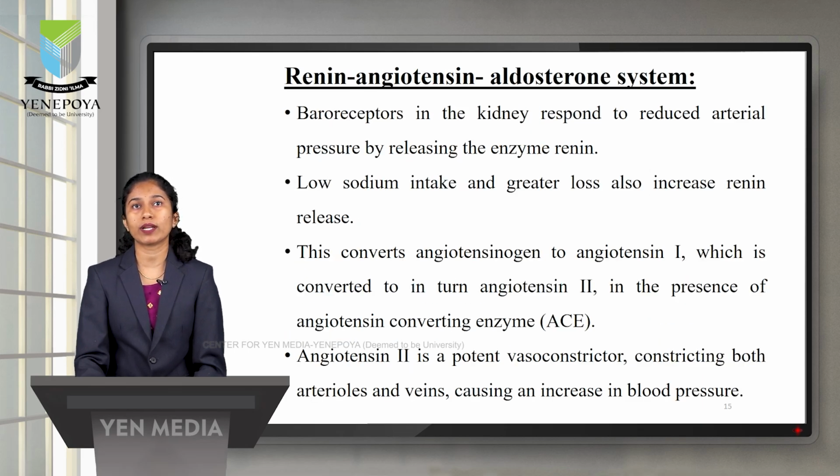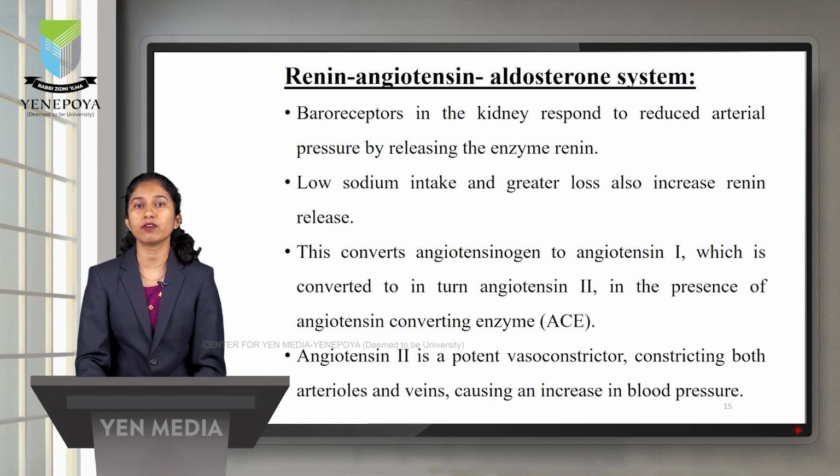Next is the Renin-Angiotensin-Aldosterone system. Kidney has a baroreceptor which senses the low blood pressure. When the BP is low, kidney releases the enzyme called renin. Low sodium intake and greater loss also increases the renin release. The renin converts angiotensinogen from the liver to the angiotensin 1. Angiotensin 1 is converted into angiotensin 2. So this happens in the lung, and it is done by the enzyme ACE, that is angiotensin converting enzyme.